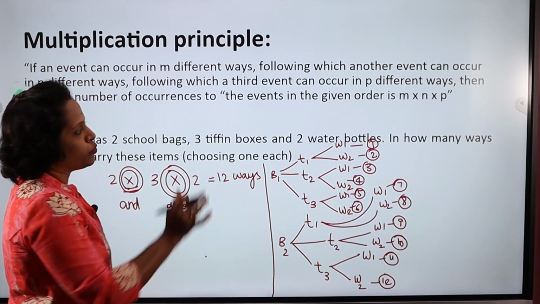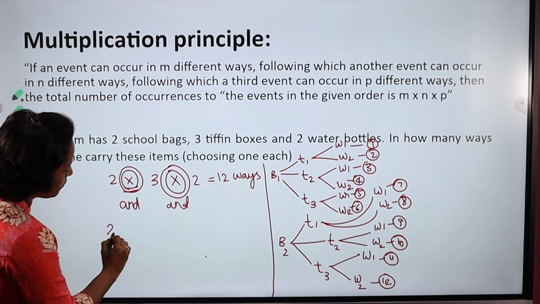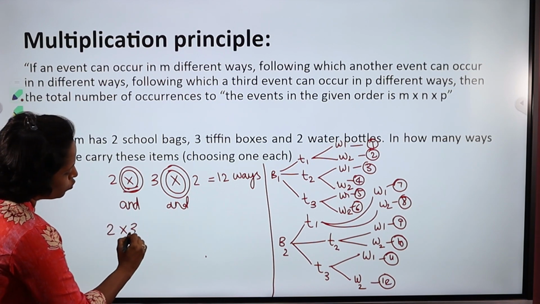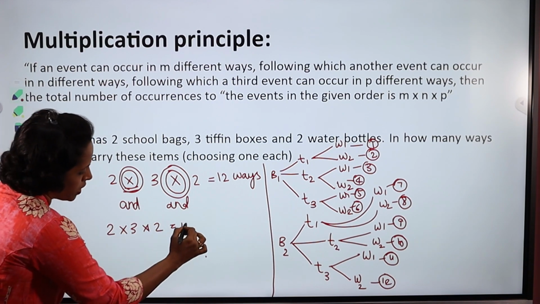An alternative to this is only the multiplication principle. We are just going to multiply the events given here. 2 by 3 by 2, which is 2 3s are 6, 6 2s are 12.